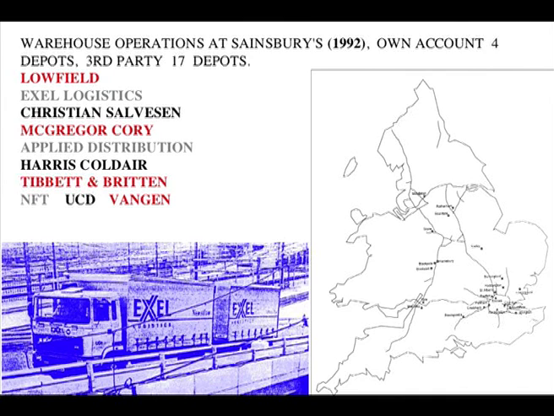In 1992, Sainsburys had 4 own account depots and 17 third-party depots, i.e. Sainsbury didn't own their own network. It was a series of third-party contracts which allowed them to organise their own system. They did not own the system, they leased it. From Lowfield, Exel, Christian Salvation, McGregor Cory, Applied Distribution, Harris Cold Air, Tibbett and Britten, National Freight Transport, UCD and Vangan.